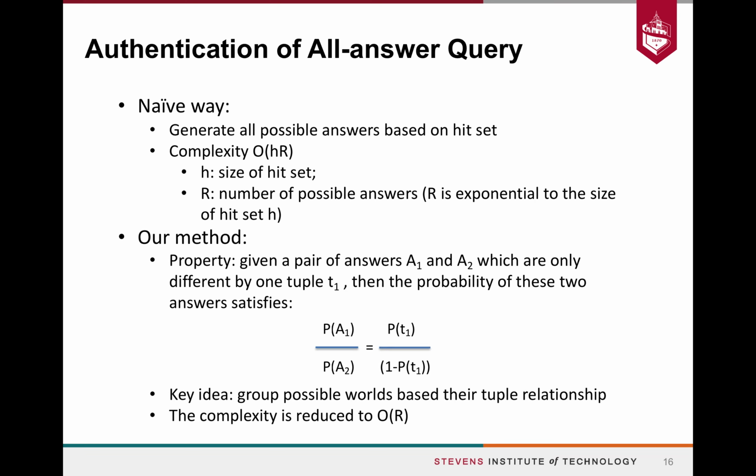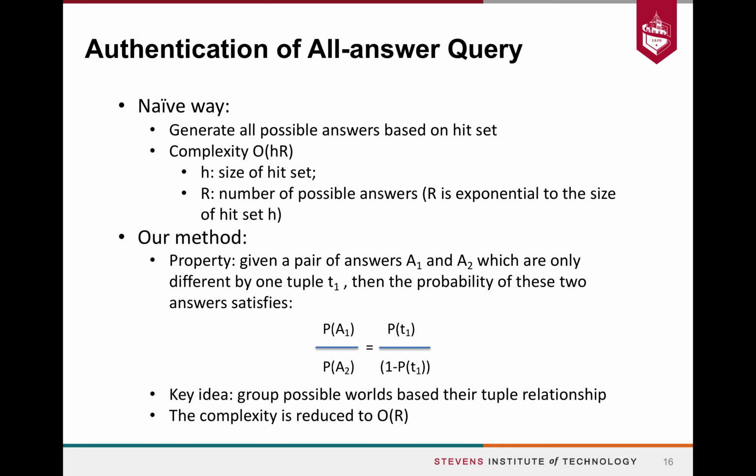Next, I will discuss the authentication of all answer queries. Once we have verified the hit side, a naive way to verify the all answer queries is to generate all the possible answers from the hit side. However, the complexity will be too high. And so we propose a method to significantly reduce the complexity. And this is based on the property that we discovered from the answers of the all answer query.